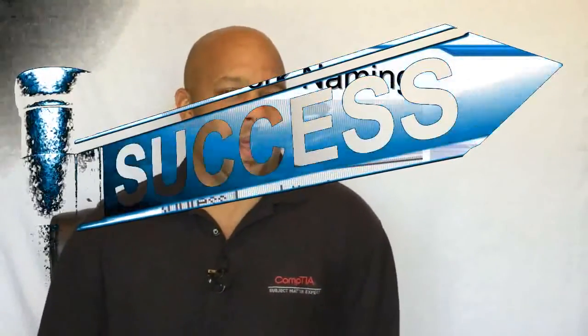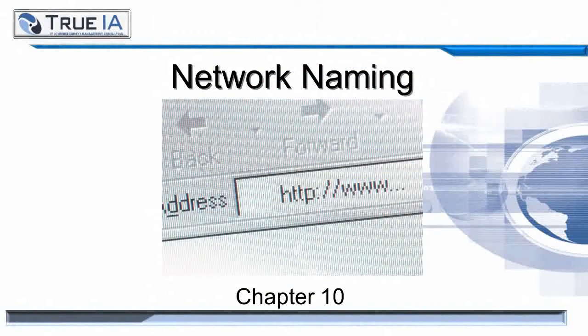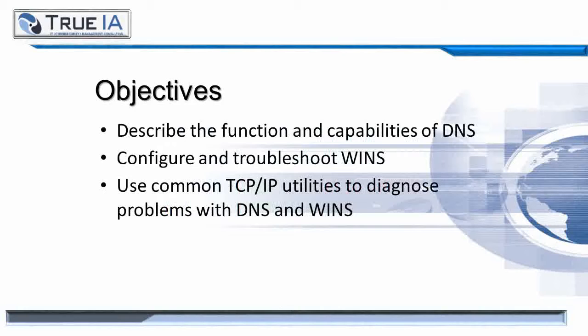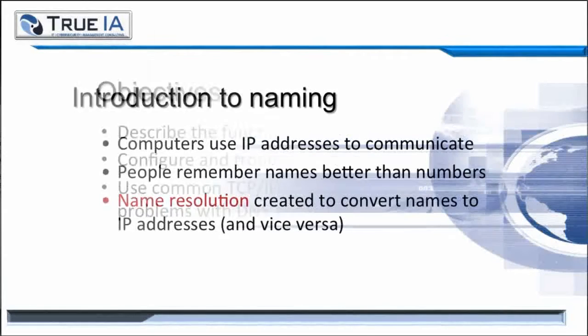We're going to walk through a wide variety of topics, starting with basic network concepts all the way through network management and security. In this segment, we're going to take a look at network naming. I'll describe the functions and capabilities of DNS, show you how to configure and troubleshoot WINS, and explain the use of some common TCP/IP utilities to diagnose problems with DNS and WINS.